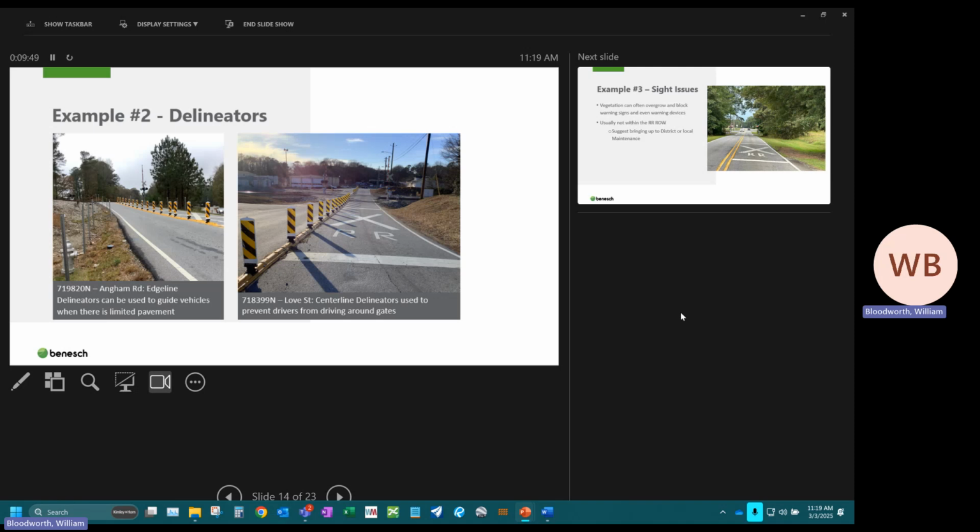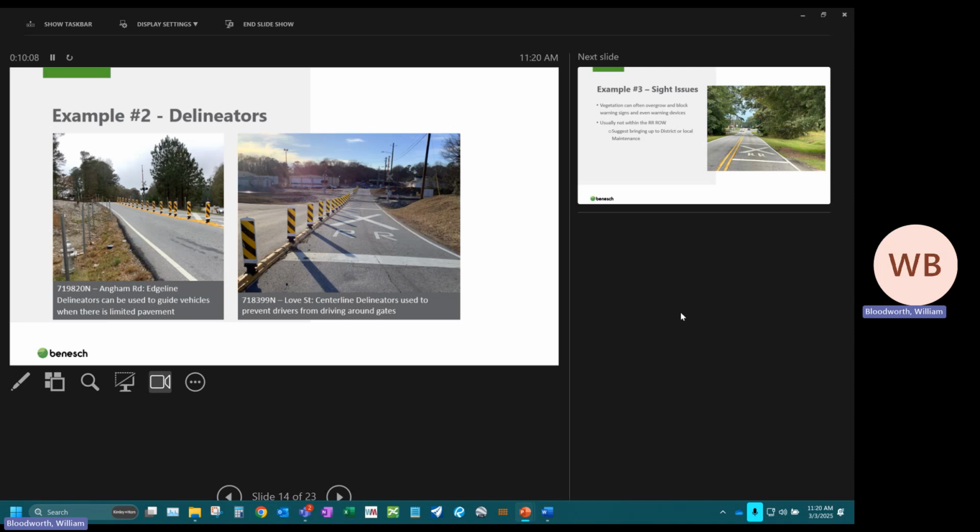All right, and then the next one I'm going to go over is delineators. So these images show examples of some projects where we put in delineators before. The 718-399N Love Street, those are centerline delineators. Typically, those are used to prevent drivers from driving around the gates.